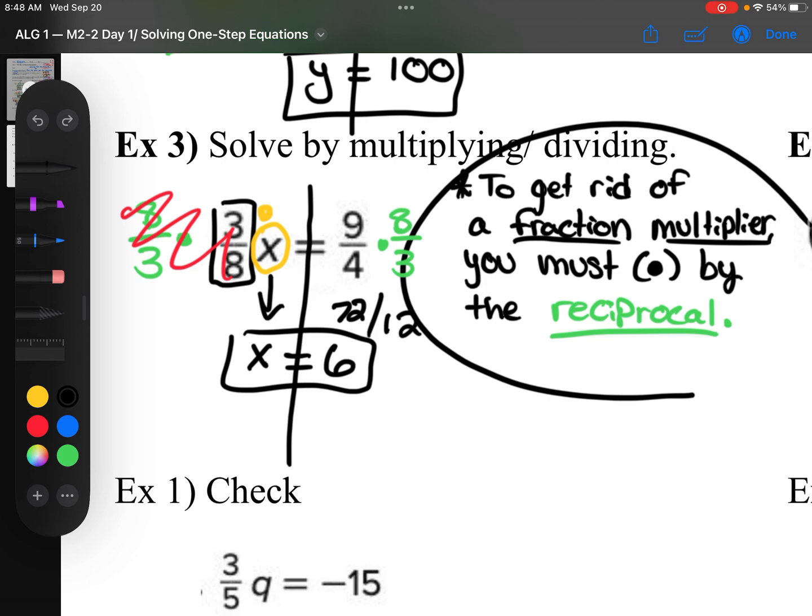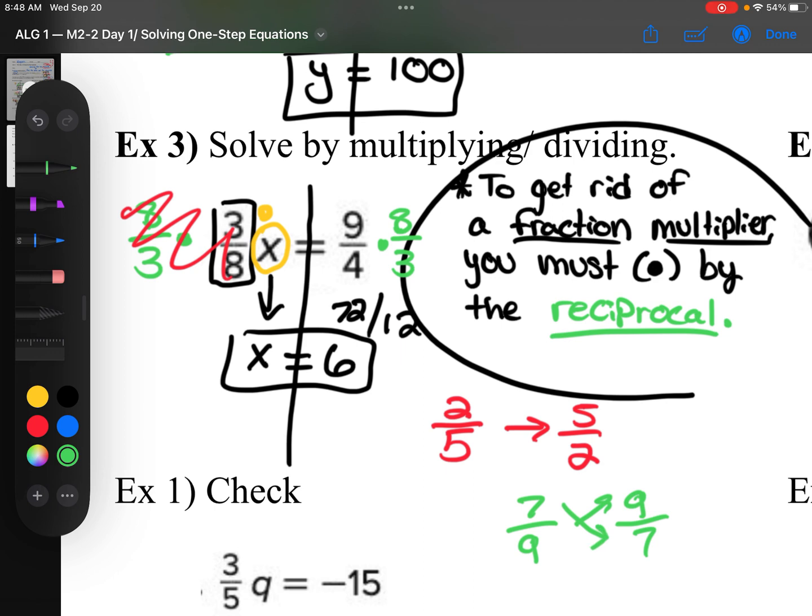That is important. Here's some more practice with reciprocals. If I had 2/5, the reciprocal would be 5/2. If I had 7/9, the reciprocal is going to be 9/7. Okay? So this is how you can cancel out the fractions.